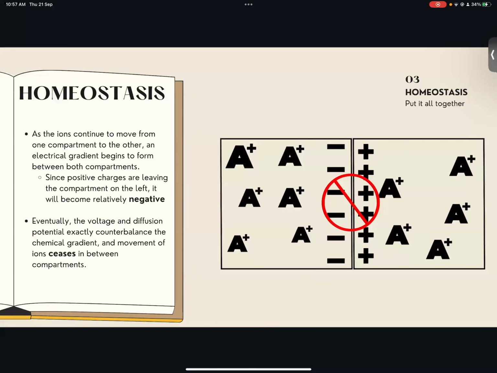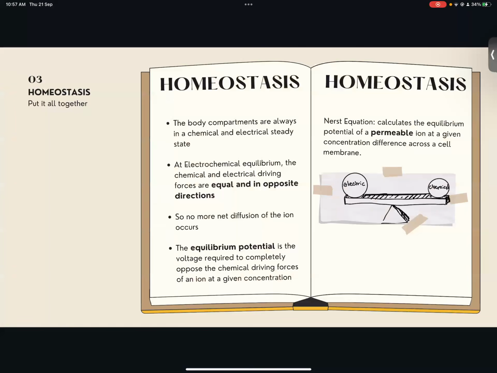That electrical point that's equal and in the opposite direction to the chemical point is called your equilibrium potential. That's the electrical charge needed to reach electrochemical equilibrium and to completely oppose the chemical driving forces. This equilibrium potential is calculated through the Nernst equation. Now, Nernst equation, I know it's a bit much. It's too much math. I can pretty much guarantee that you won't be given a question in the final that's asking you to practically apply the Nernst equation.